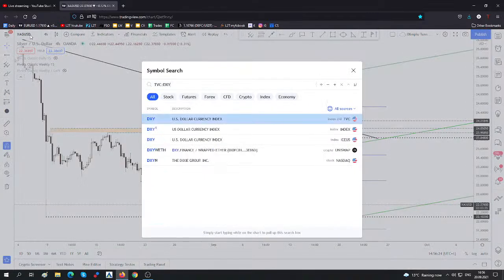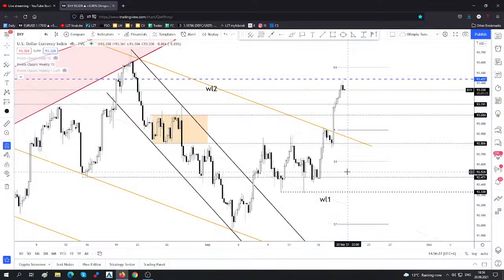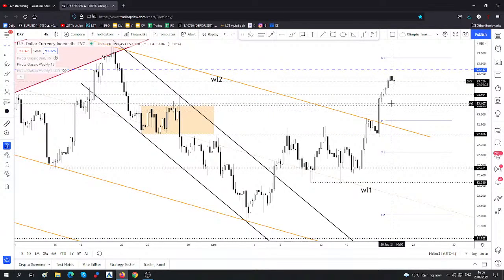DXY again, before we talk about majors again. So only a false breakout with great separation above 93.43.